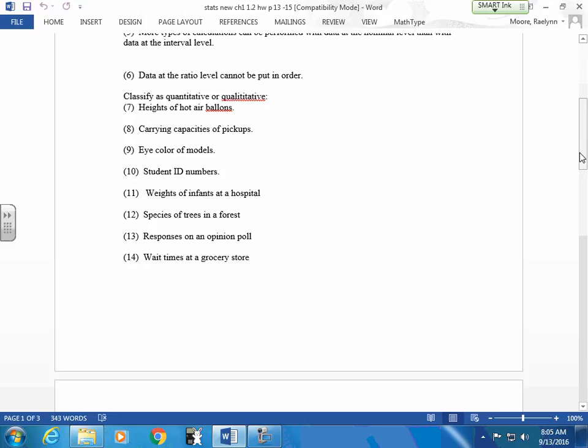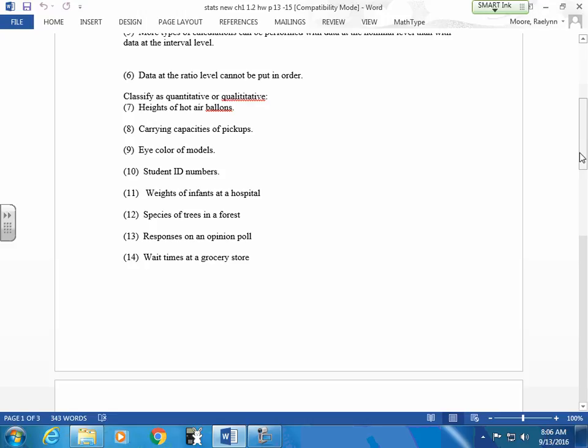So we're going to classify these guys as qualitative or quantitative. And we're going to go a little step further anyway. We're going to do nominal, interval, ratio, just because it's good practice. The heights of hot air balloons, qualitative or quantitative? Quantitative. What level is it? Ratio. Good. Heights. I can compare heights. Just think, can you compare them? Can you say one is twice as tall as the other one? Twice as high. Half as small. A quarter of the way.